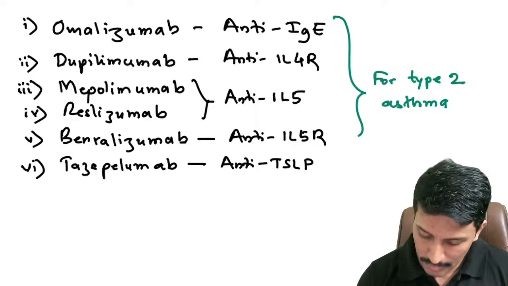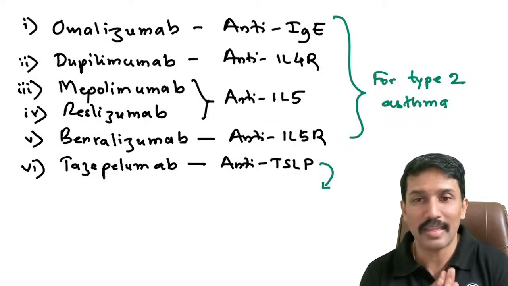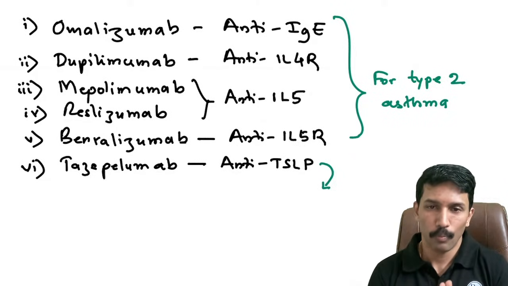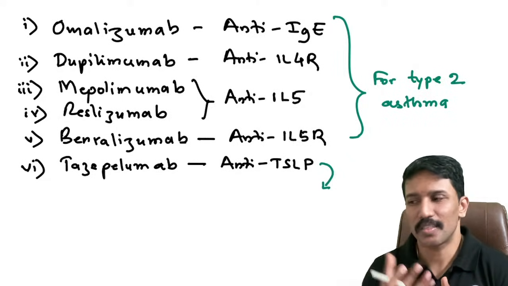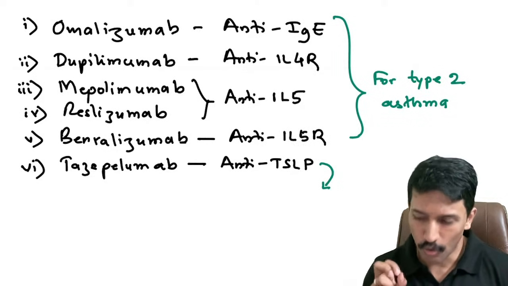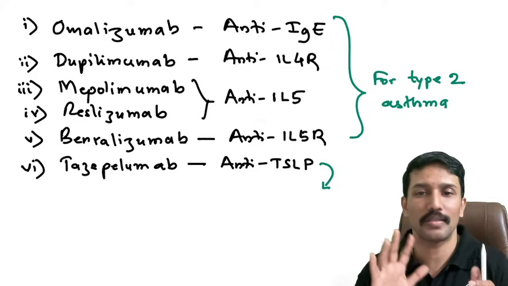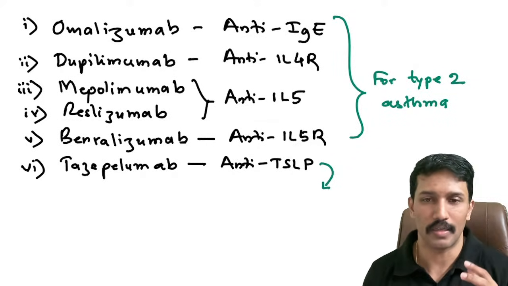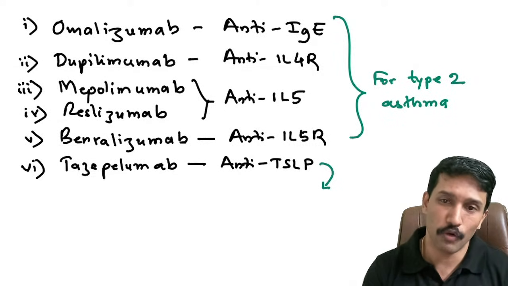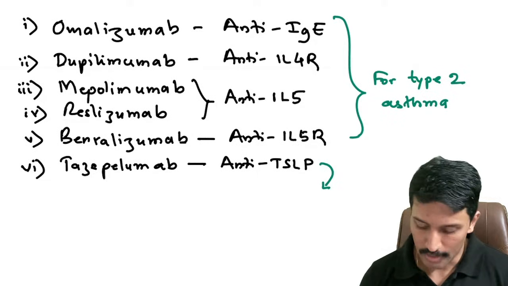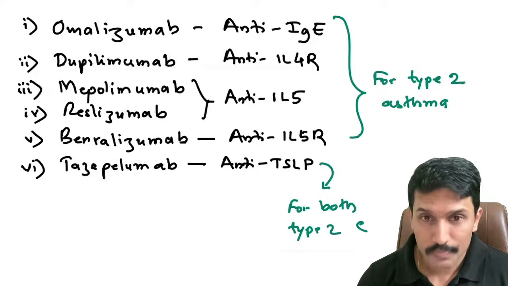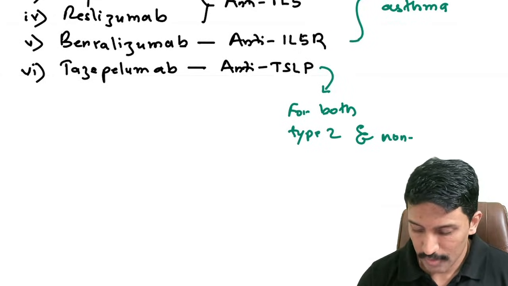On the other hand, this anti-TSLP, TSLP stands for thymic stromal lymphopoietin, which is just like erythropoietin, thrombopoietin, right? We have GM-CSF. It's a colony stimulating factor that stimulates all types of T cell proliferation, Th2, Th17. So if I block it, Th2 activity as well as Th17 can come down. So this is useful for both type 2 and non-type 2.